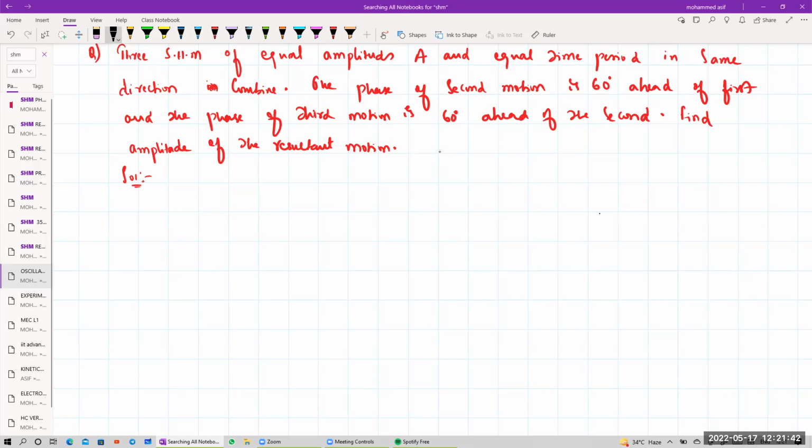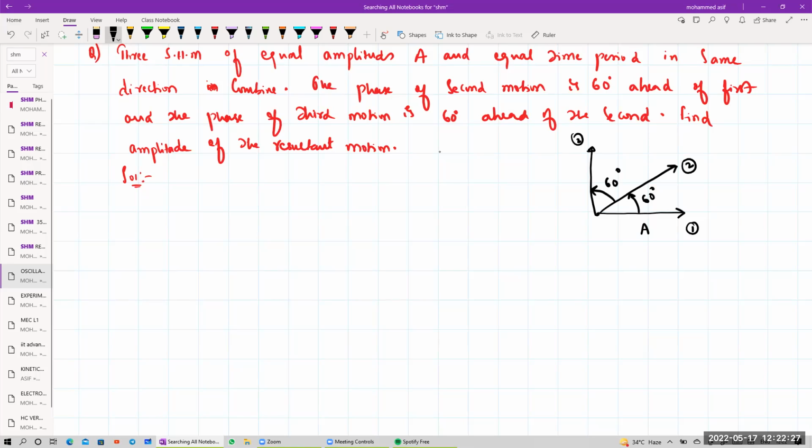That means if I am taking the first one right now like this, which is having an amplitude A, this is your first one. Okay, beta? Yes, sir. The second one is 60 degrees ahead of this one. This is 60 degrees right now. Like this. And the third one is right now here. This is also 60 degrees ahead of your second one. The phase of the second motion is 60 degrees ahead. And the third one is 60 degrees ahead of your second one. Find the amplitude.